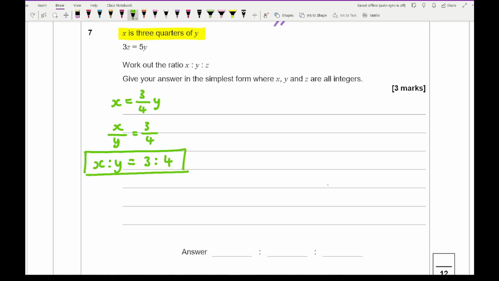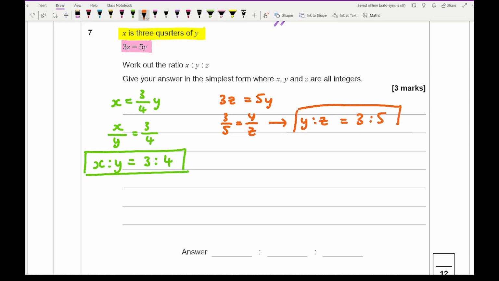And I'm just going to put a little box around that. Then moving on to the next bit of information, I know that 3z equals 5y. So again, if I do the same, but this time I want to make y the subject. So I would take the z over to the y. So I've got 3 over 5 equals y over z. Then if I do exactly the same, I get y to z is equal to 3 to 5. Now what I can then do is merge these two ratios together.